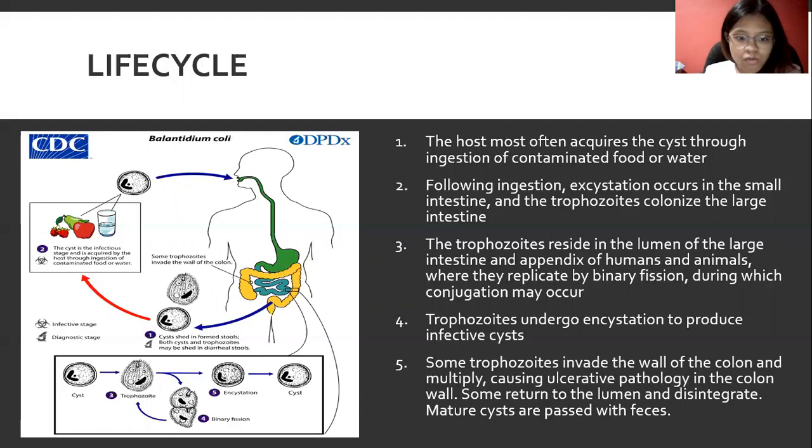Yan. So, once na po na merong infective cyst, magtutuloy-tuloy na po yung life cycle. So, some trophozoites invade the wall of the colon and multiply, causing ulcerative pathology in the colon wall. Some return to the lumen and disintegrate. Mature cysts are passed with feces.